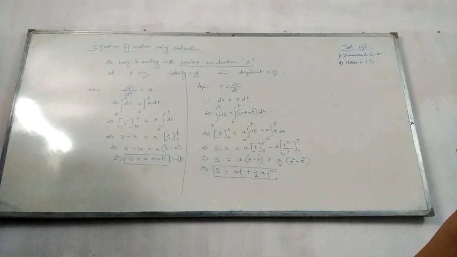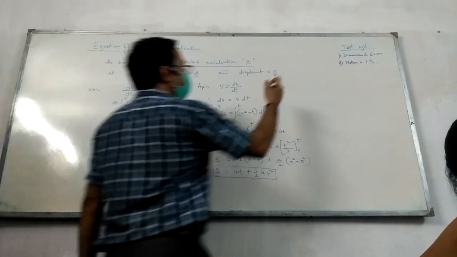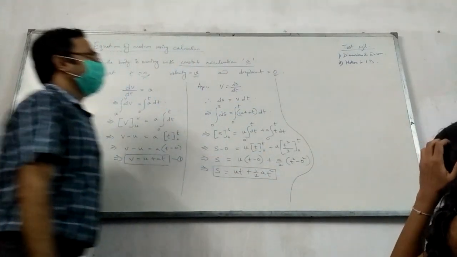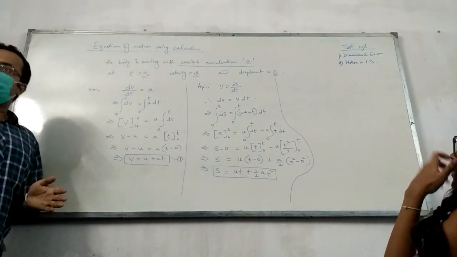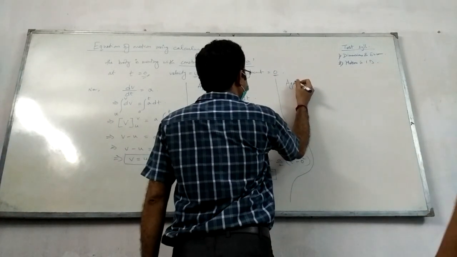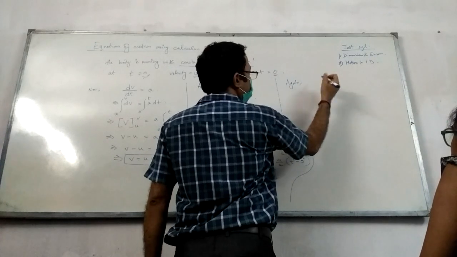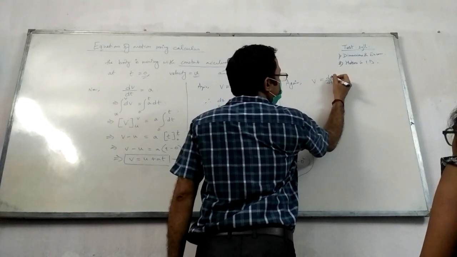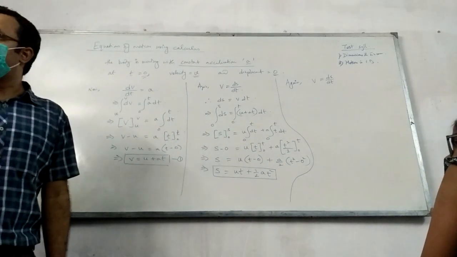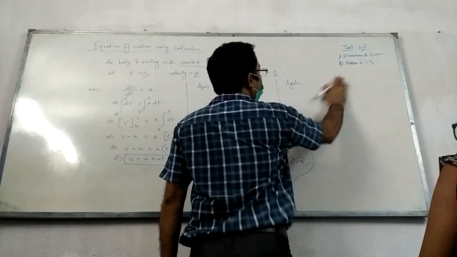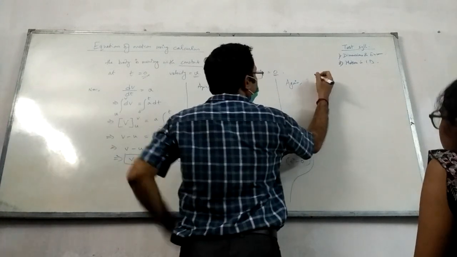Done? Yes. Now the main problem is that there is a difference. We again start from the same derivation. Understand this part very carefully. Don't write anything, look at the board, everyone. Again, v equal to ds by dt. We know this? Now tell me, can I write, sorry, we are starting from this one.